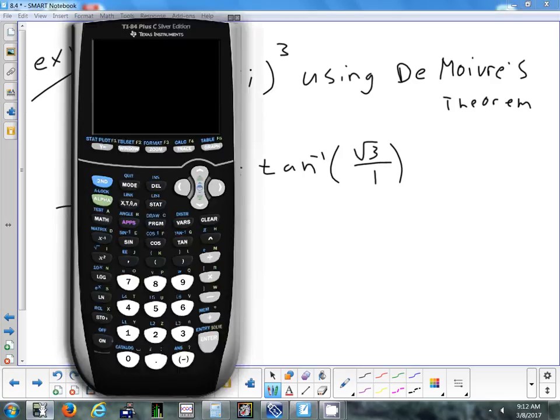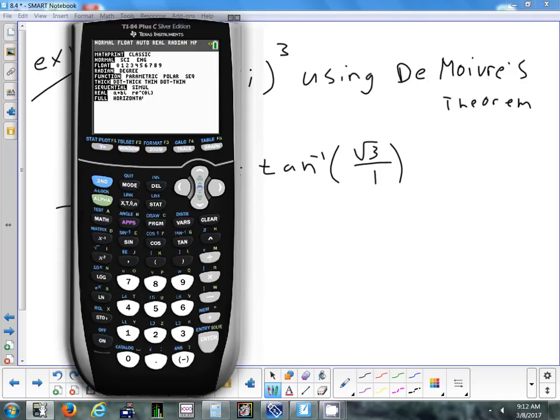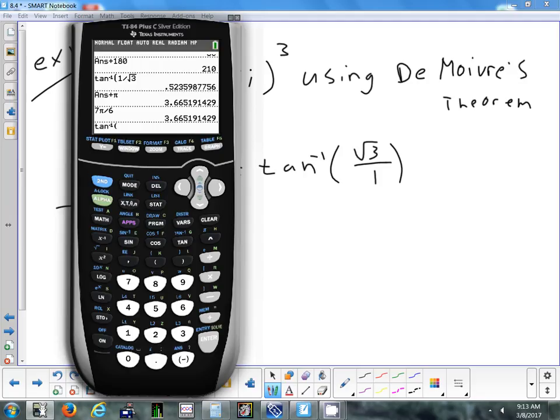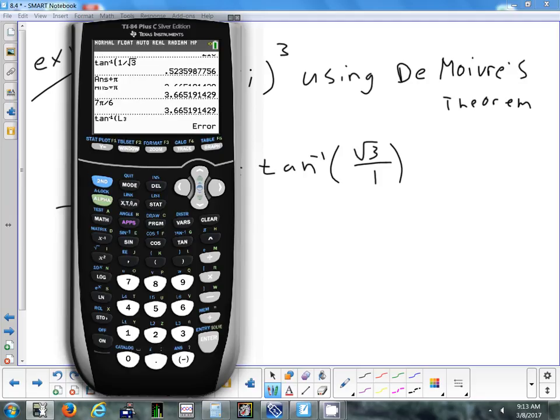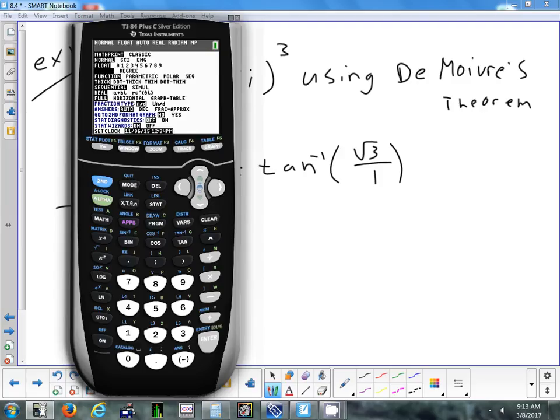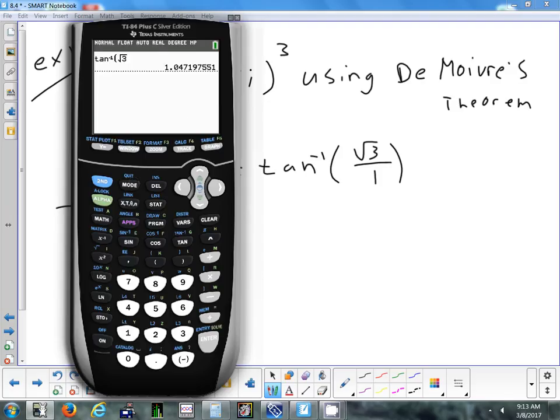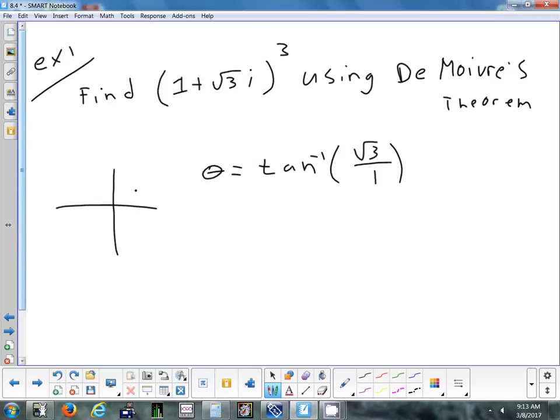So the inverse tangent of the square root of 3. Let's do it in degrees because, as I said, anytime you have a square root of 3 or square root of 2 in the argument, it usually comes out nice. So inverse tangent of square root of 3. We get, I thought I changed to degrees. 60. Okay, so my angle is 60.